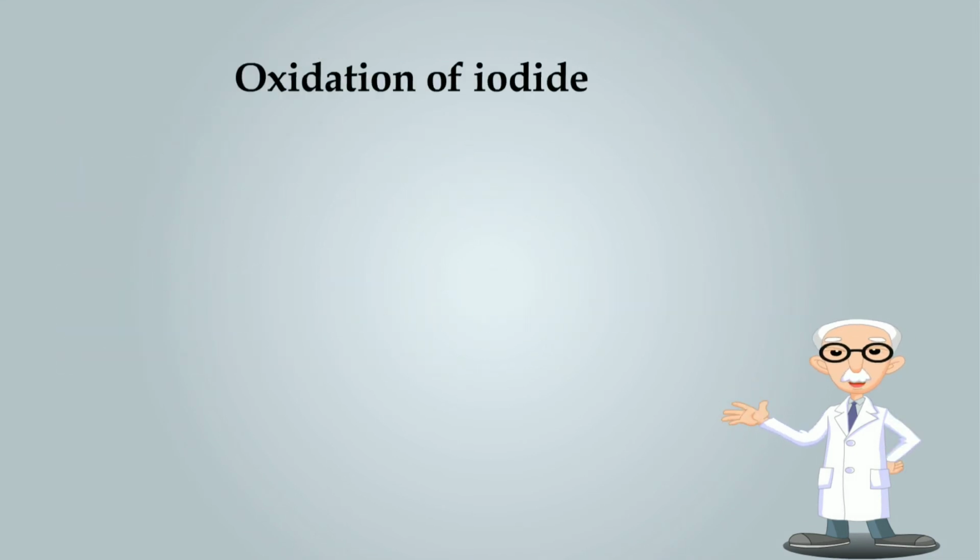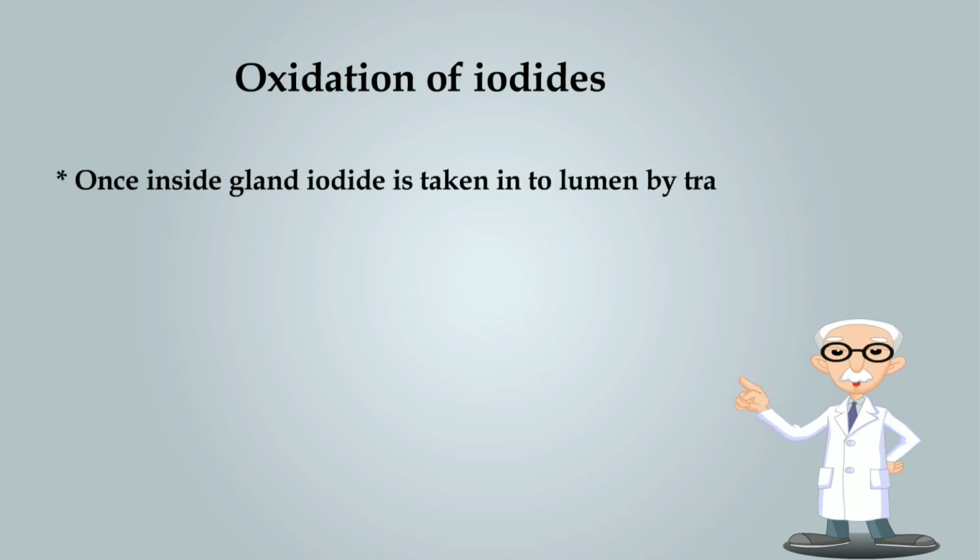Oxidation of iodides. Once inside the gland, iodide is taken into the lumen by a transporter named pendrin, then iodide is oxidized to iodine by the enzyme peroxidase.